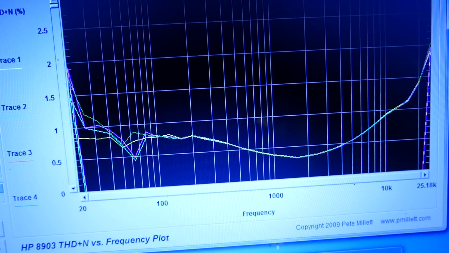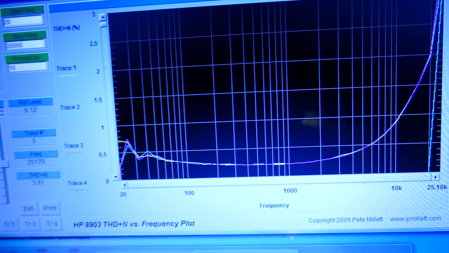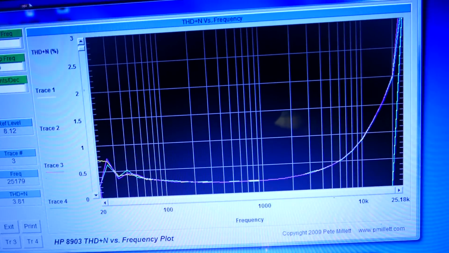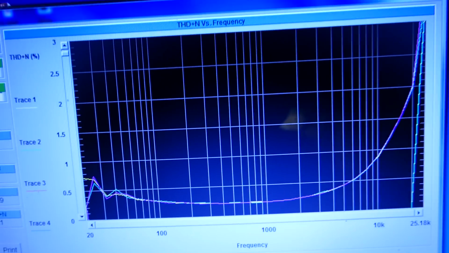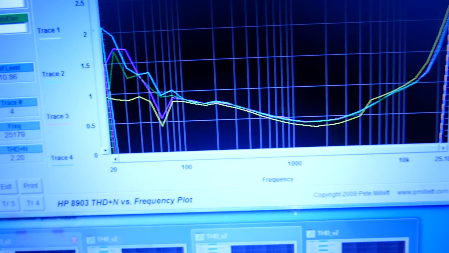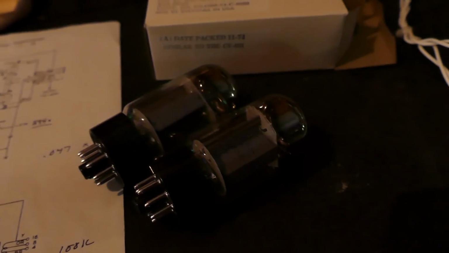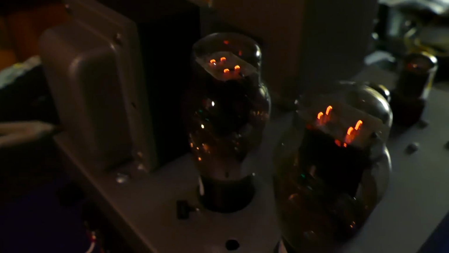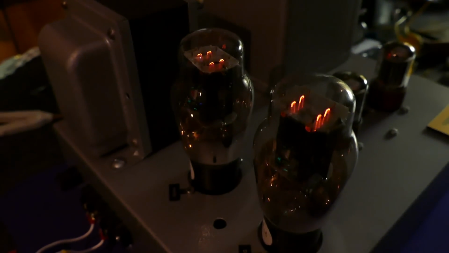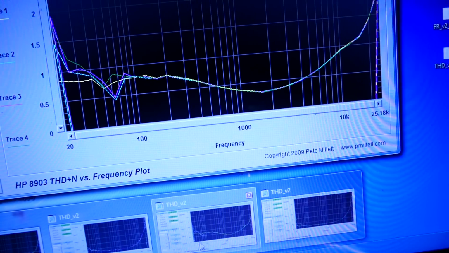And there's the old ones. These traces right here, there's four traces there, if you look at it carefully. These four traces are these tubes. And these four traces are the much older tubes, these guys right here. And I did it twice. And here's the third time.